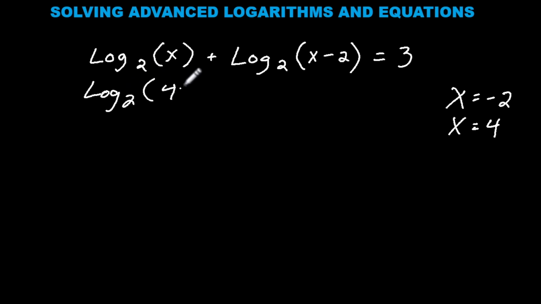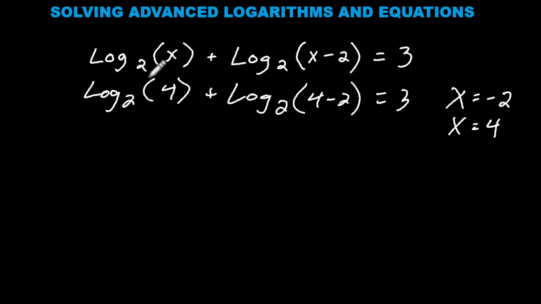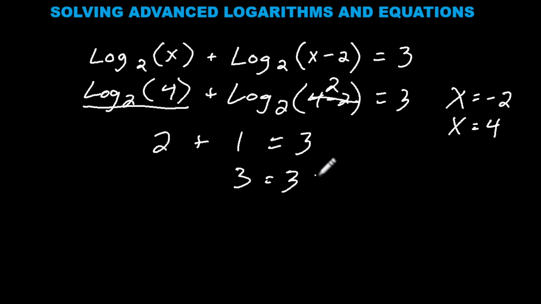Going on to the next one, so now testing in the original equation, I have log base 2 of 4 plus log base 2 of x minus 2, which is 4 minus 2, equals 3. So log base 2 of 4, well, 2 to the second power equals 4, so this equals 2 plus, and then I have over here log base 2 of 2 equals 1, and when I add these together, 3 equals 3, so 4 is an allowable value.